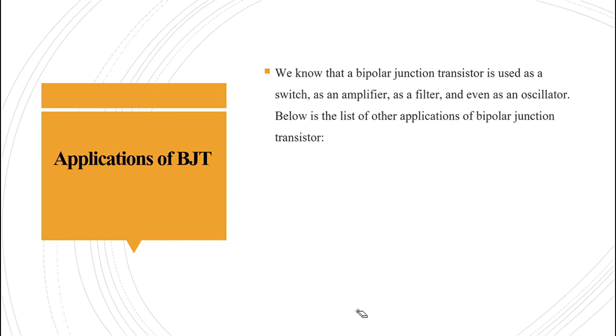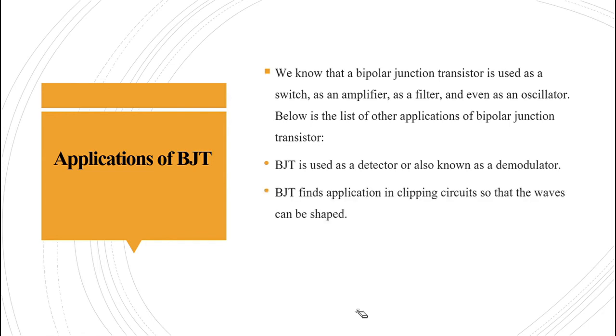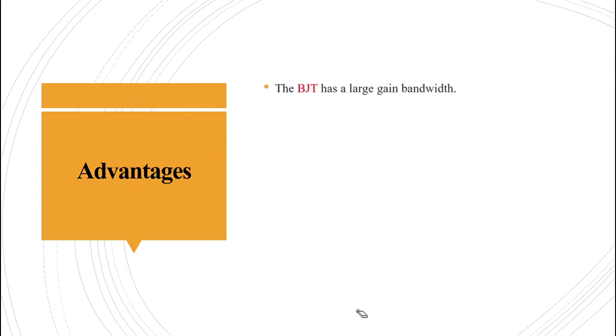Applications of BJT: as a switch, as an amplifier, also as a filter and an oscillator. Below is a list of other applications of the bipolar junction transistor. BJT is used as a detector, also known as a demodulator. BJT finds application in clipping circuits so that the waves can be shaped. Logic circuits and switching circuits use BJT.